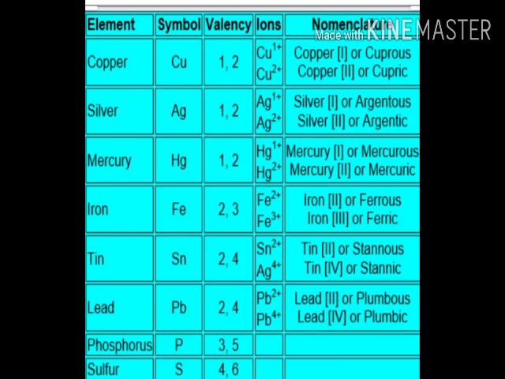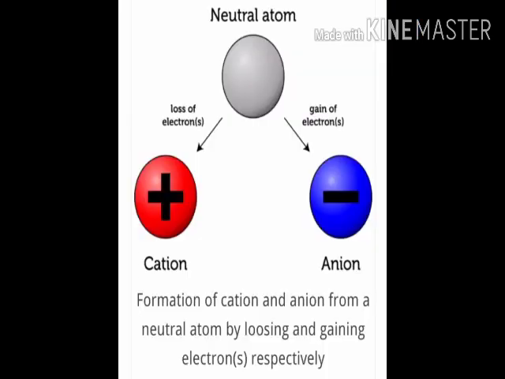These valence electrons are actually variable in nature due to the vacant d orbitals that you're going to study in the higher classes. A neutral atom, when it loses an electron, forms a cation. When it gains an electron, it forms an anion. As you can see in the diagram, it shows the formation of cation and anion by losing and gaining of electrons.